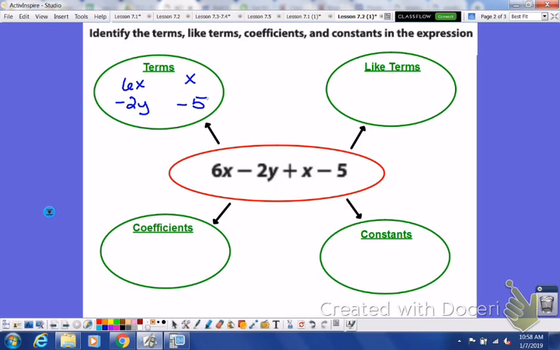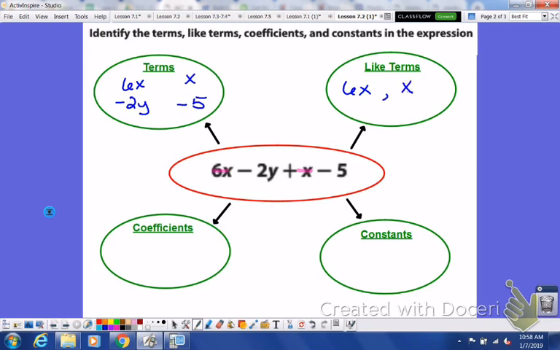Okay, like terms, that's where the variable is exactly the same. So we're not just looking for variables, we're looking for the same variable. If we go through and do a little highlighting, we see a 6x, and there is an x there, so they are like terms. I check out my next one, I have a y here, but nothing else has a y, so the y has no like terms. So like terms would be 6x and x.